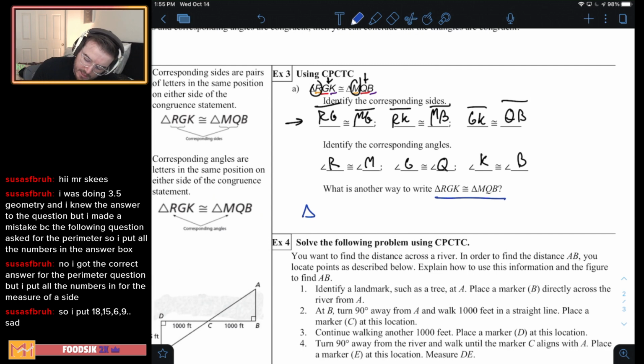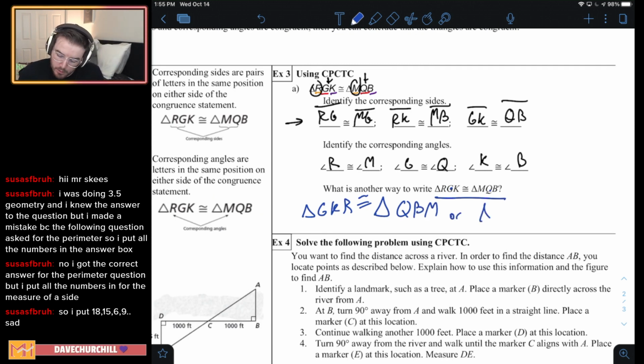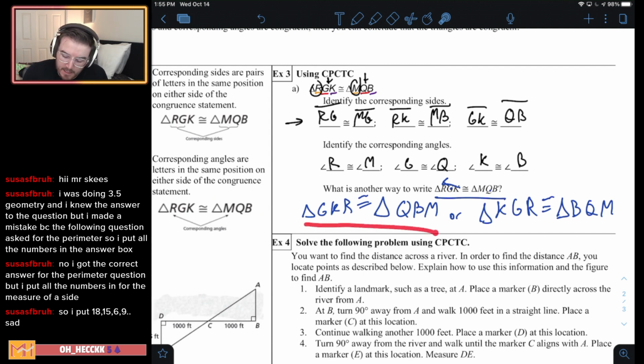Well, how about I just start with G instead? GKR is congruent to... if I'm starting with G, then I have to start with Q. QBM. Or I could write triangle KGR. See what I did there? I went backwards. Well, then that would be congruent to triangle BQM. This statement is meaningful. It has more meaning than just, hey, they're equal. It also tells you G corresponds with Q and K corresponds with B. It tells you so much more than just, well, they're equal.